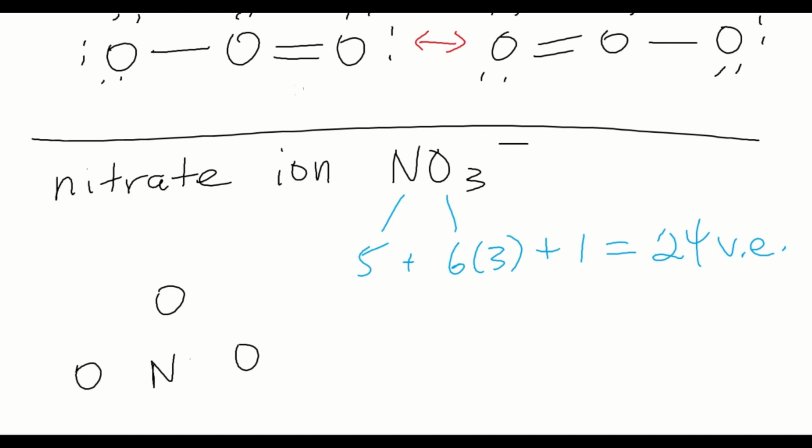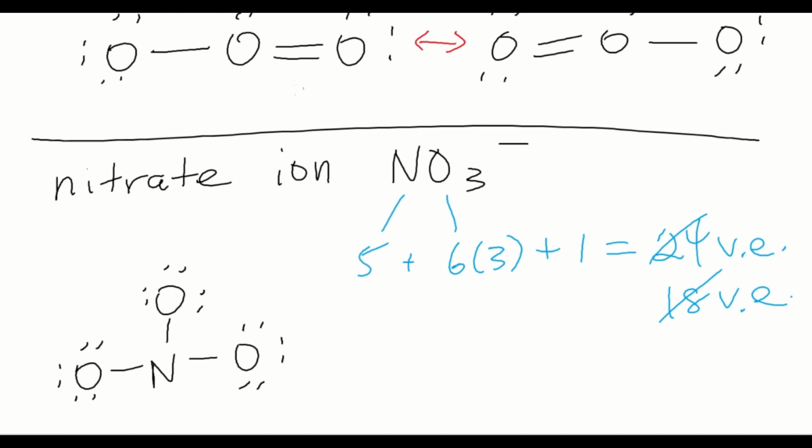Now we're going to have to connect these, otherwise they'll just be separated atoms. So 2, 4, 6, let's update the number of valence electrons. Now we're down to 18. Now let's give the terminal atoms, in this case the oxygens, the octet. They already have 2 in the bonding pair, so they each want 6 more to get the octet. That's going to use up all 18 of our electrons.